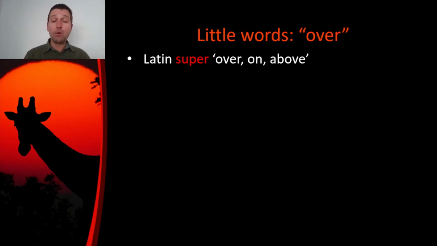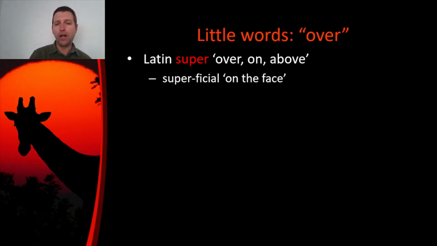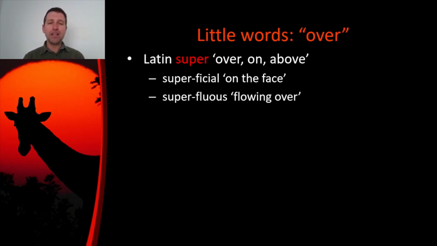We're going to start with a very common one that, again, just like Latin sub, you know what sub means. You also know what super means. In Latin, super meant over or on or above, and we get a lot of compounds from this word as well. If something is superficial, it's literally on the face or it's on the surface. It doesn't really extend deeper down. If something is superfluous, it is literally flowing over. So it's kind of a similar idea.